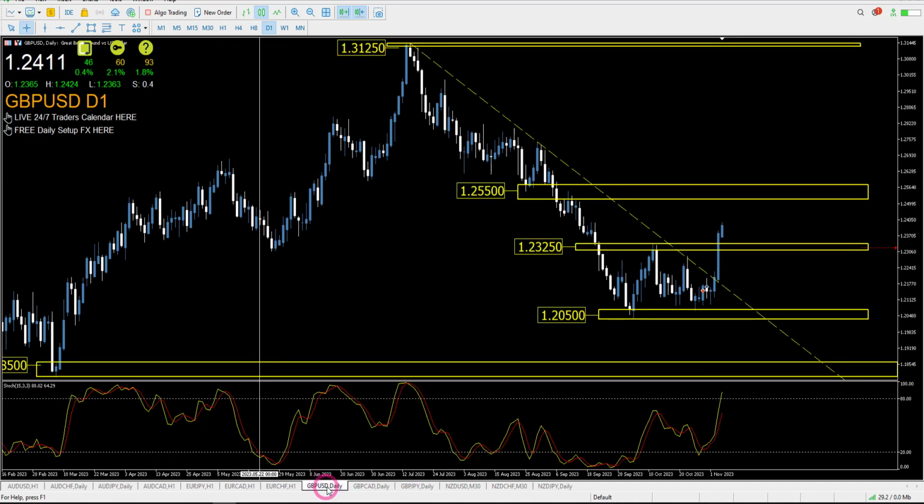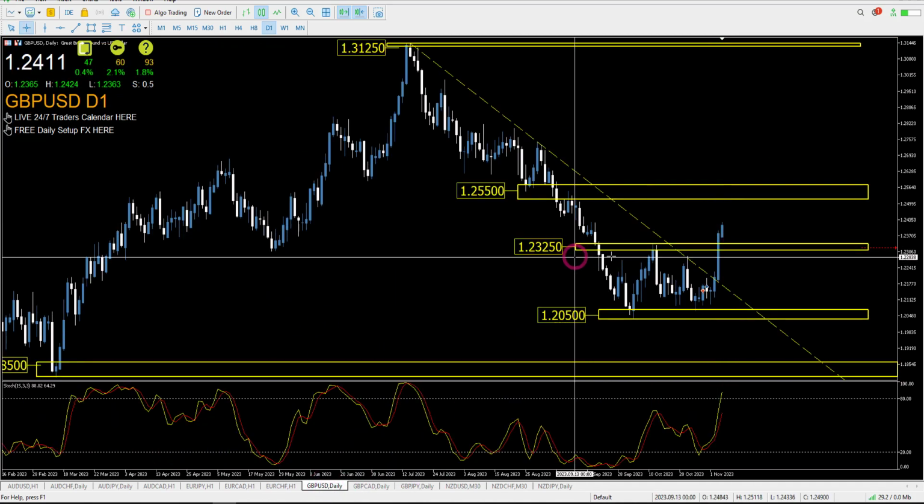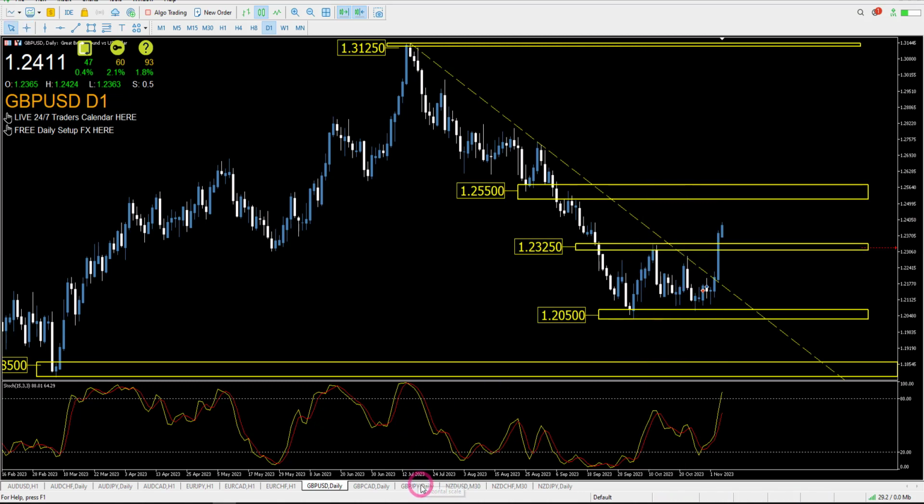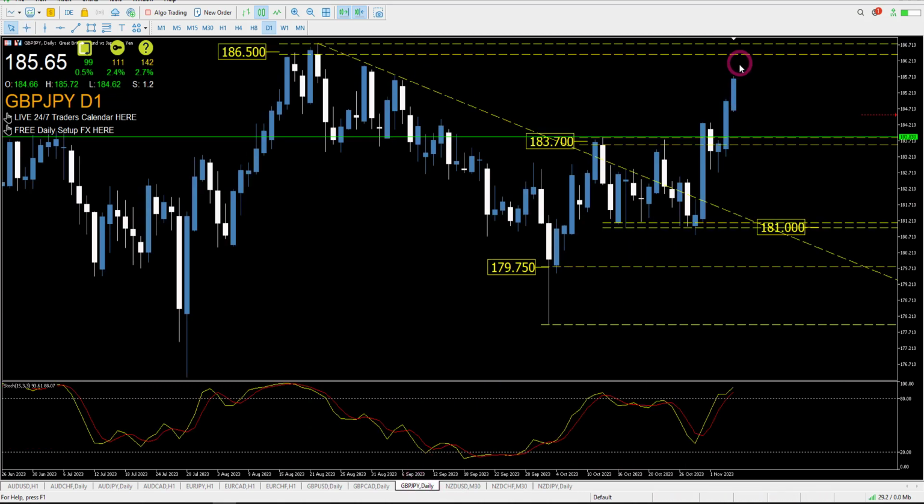I really like pound longs at the moment. Pound US dollar has breached a key level of daily support, but really I like pound yen the most. I think this one has really clean price action. 186.50 could be one to watch.